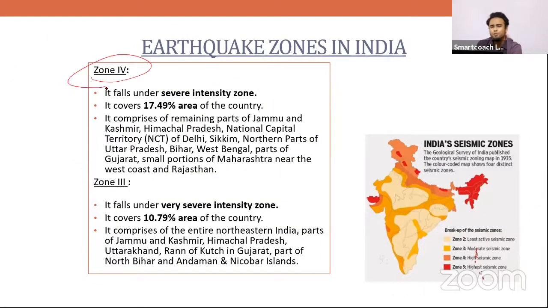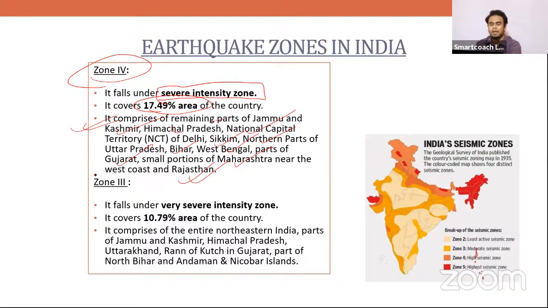Next, we have zone 4, where the intensity will increase, and this area falls under the category of the severe intensity zone. It covers 17.49% of the country, and it comprises some parts of Jammu and Kashmir, Himachal Pradesh, the NCR region of Delhi, then Sikkim, then northern parts of UP, then Bihar, West Bengal, parts of Gujarat, and smaller portions of Maharashtra, as well as Rajasthan.